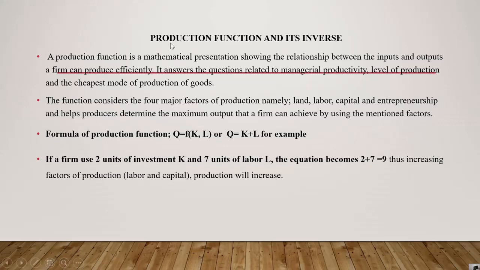So for the function, consider the four major factors of production, namely land, labor, capital, and entrepreneurship, and it helps producers determine the maximum output that a firm can achieve. Look at the word maximum output that the firm can achieve by using the mentioned factors of production. All right. So the inverse has factors here to look at, and that has a formula, and we are coming up with the formula Q equals F(K, L), or Q equals K plus L, for example. Remember, we are now looking at the inverse.